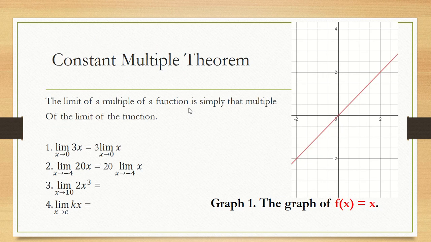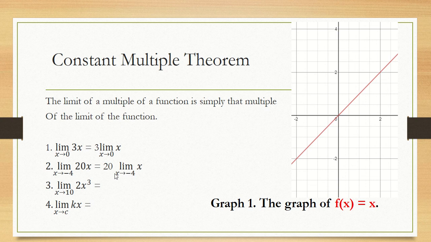Constant multiple theorem. The limit of a multiple of a function is simply that multiple of the limit of the function. It means you just multiply. Say for example, we have a constant and our function, x. That means we take out the 3, and then the limit of f of x, where f of x equals x. As x goes to 0, 3 times 0, the answer is 0.